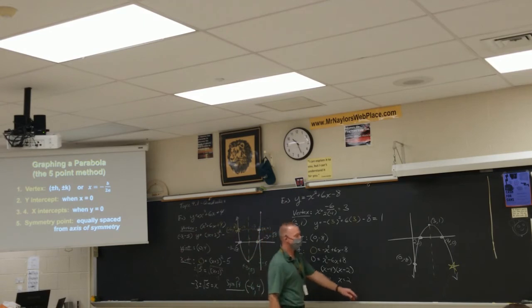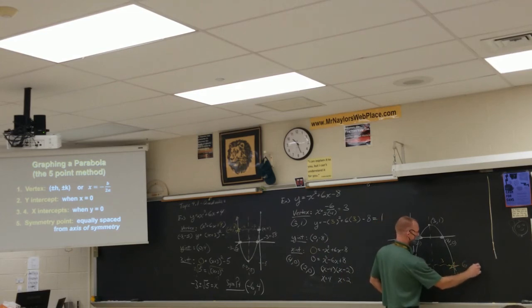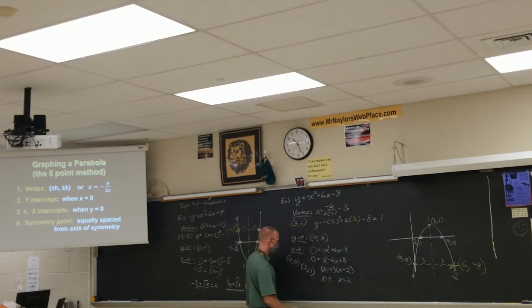Make sure you're thinking about the vertex distance of 3 to help you slide over here to 6, but stay at -8. 6, -8 for that symmetry point.